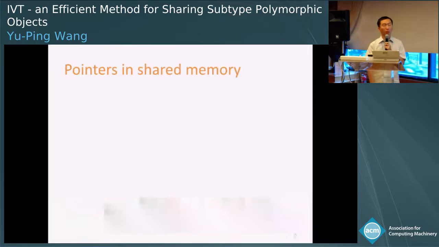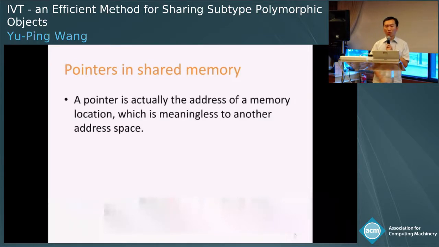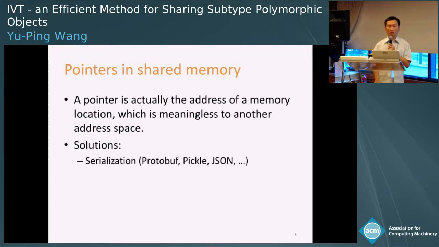One of them is pointers. A pointer is actually the address of a memory location, which is meaningless to another address space. So we have to seek some solutions. Common solutions include serialization, such as Protocol Buffers from Google, Pickle for Python, and JSON for JavaScript, and so on. But the serialization process introduces overhead, especially if the message is large.